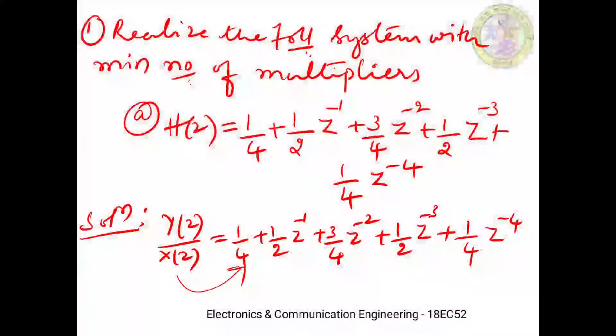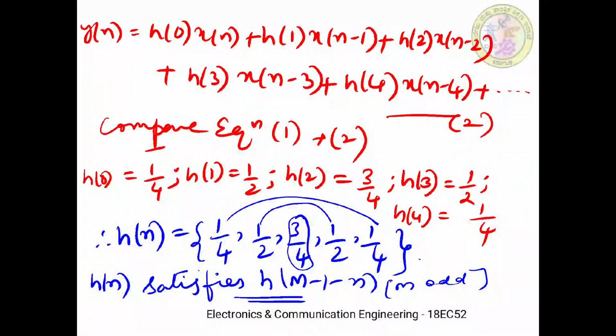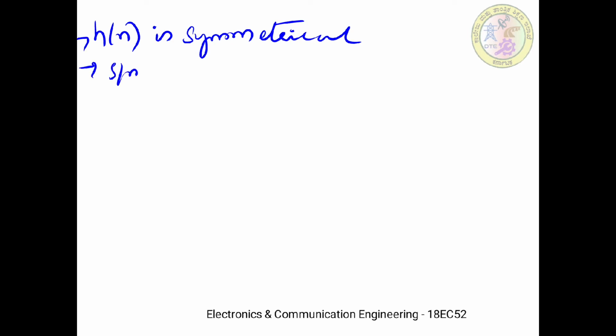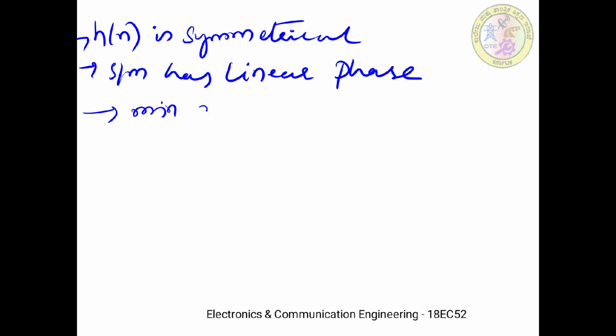Similarly, here also we have got the same kind. Therefore, by just comparison we can say that the impulse response satisfies the symmetry condition. So it is possible to write that h of n, that is the impulse response, is symmetrical. Therefore the system has a linear phase, and can be realized with a minimum number of multipliers.